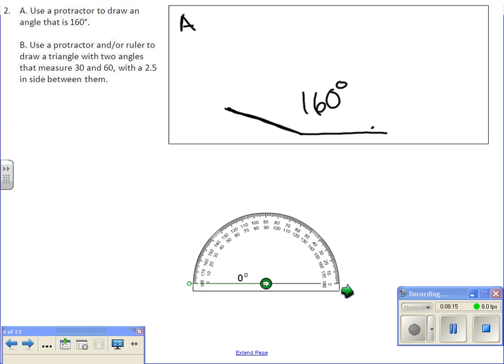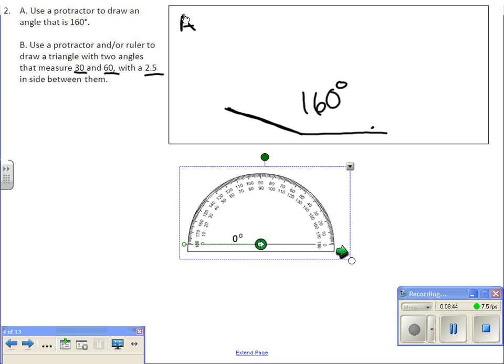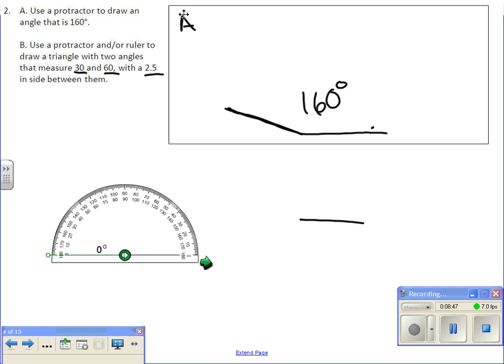The other part is that you're going to use a protractor and or a ruler, if you have them both, to draw a triangle with two angles that measure 60 degrees with a 2.5 inch side between them. Your protractors are going to have rulers as part of them, so you can measure that 2.5 inches pretty easily. I don't necessarily have that, so I'm just going to draw a line, and we're going to say that that's 2.5 inches, okay? So there's my line.